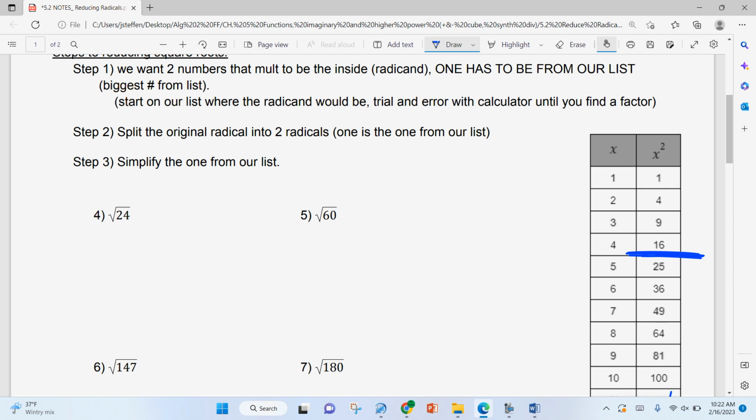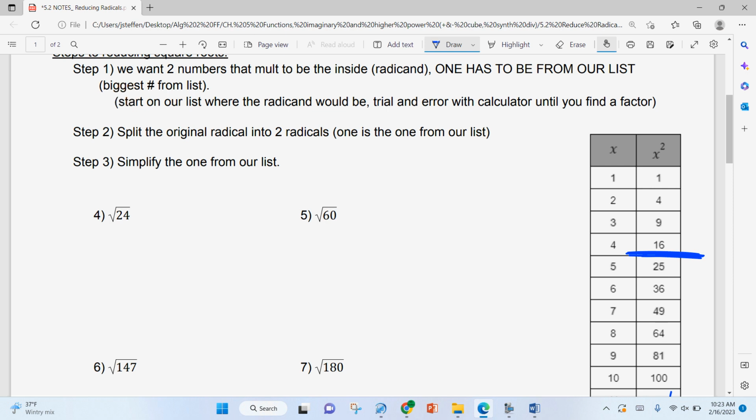Obviously, two numbers that multiply to 24 can't be bigger than 24. That doesn't make sense. So right there, that's the one. I'm going to do trial and error. And again, some of you guys know what it is already. That's fine. But we're going to get to some where that's not going to help you very much, or it can hurt you. So 24, we're going to start there, and we're going to do trial and error and find which one of these is a factor.